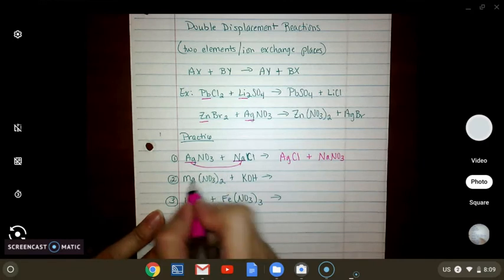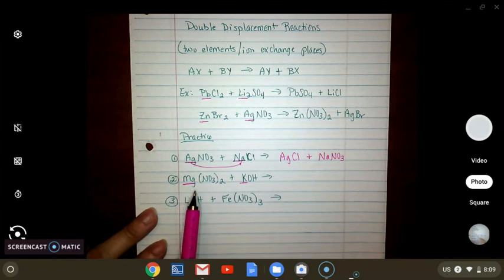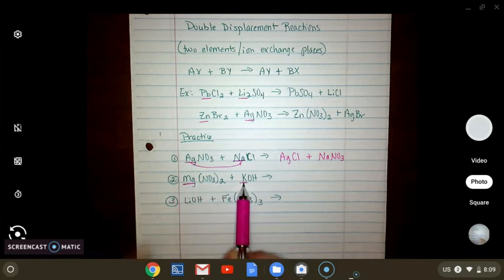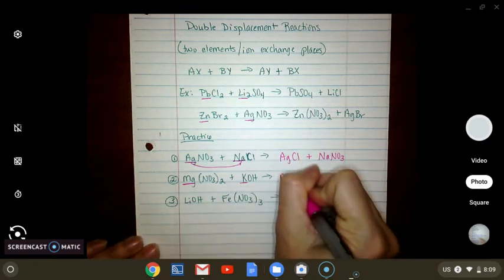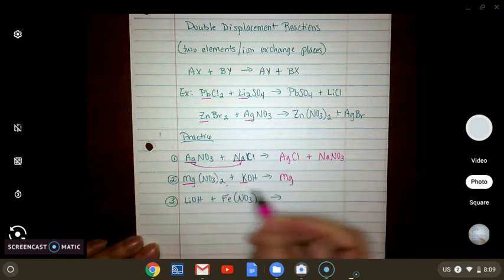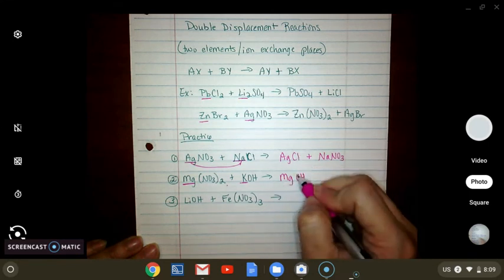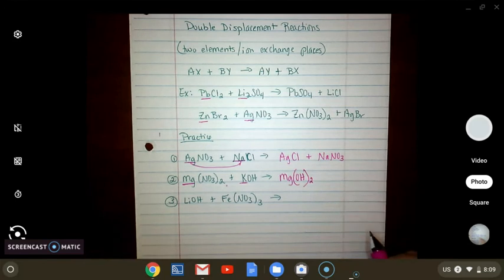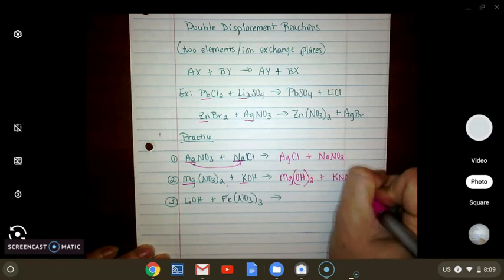In this one, magnesium and potassium are switching places. Remember, magnesium has a plus 2 charge because of that right there. Potassium has a plus 1. So in this one, you have Mg, and because it has that 2, the 2 now goes with the OH. Remember parentheses, because if not, you're telling me that you only have 2 hydrogen if you don't put that parentheses. And then potassium nitrate.